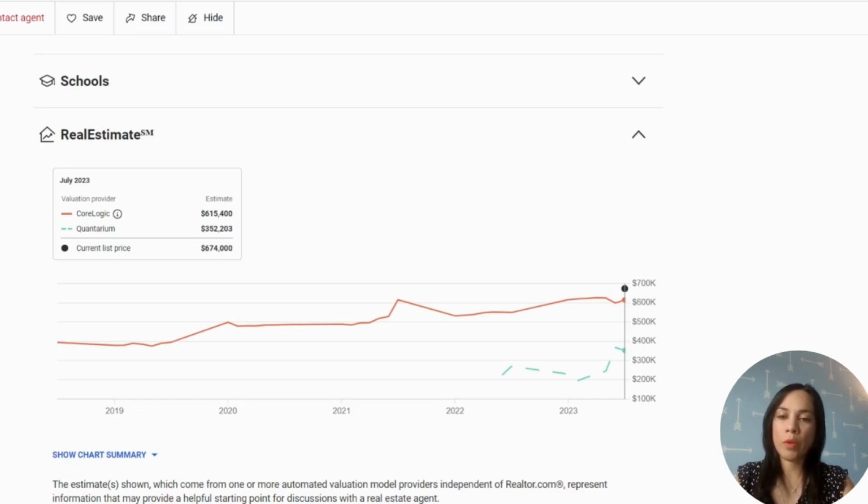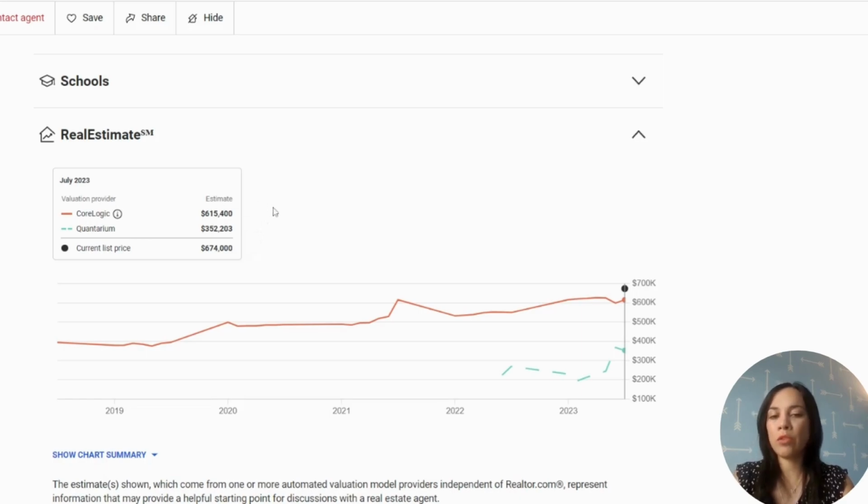It's not real numbers. The real ones are more with a realtor, who can see all the historic prices and can do all the comparables. But at least this can give you an idea. For example, there is an estimation that the price of the house might be around $615,000, and they're asking for $674,000. So yeah, it's going to depend.